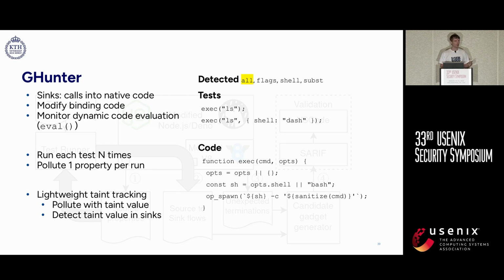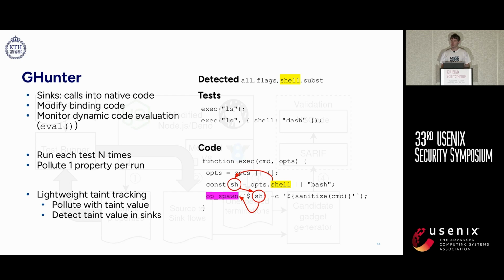So in this example, we'll first run the test, and we will pollute the all property with a fixed value. With the all property, we won't find anything, so we move on to the next property, flags. Same story, we won't find anything. But when we get to shell, we already know what's going to happen, right? We pollute the property. We know that the implementation will start reading this shell property, at least in the first test case, because we don't provide an options object. This will flow into the local variable. In turn, this will flow into the template literal, which will be called in the ops sink.